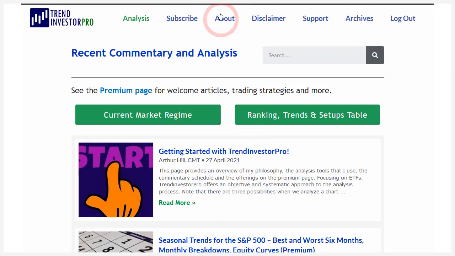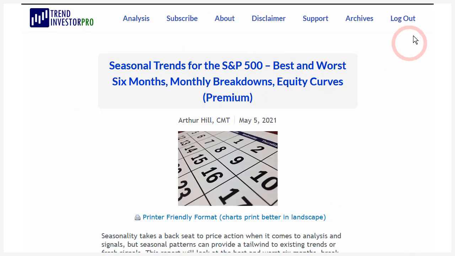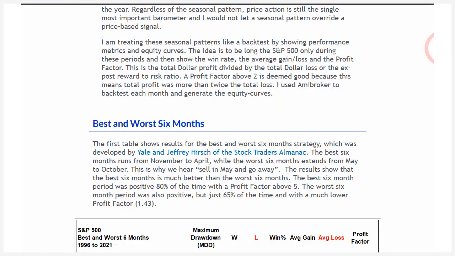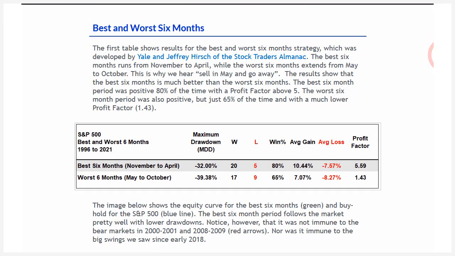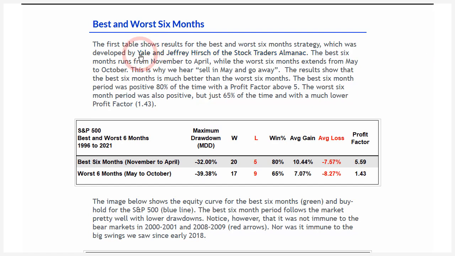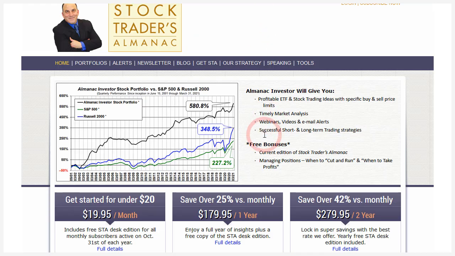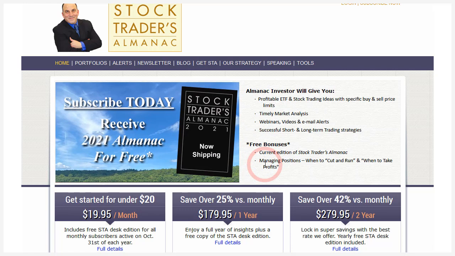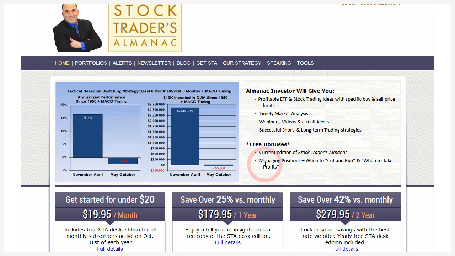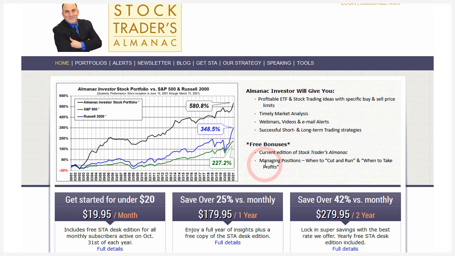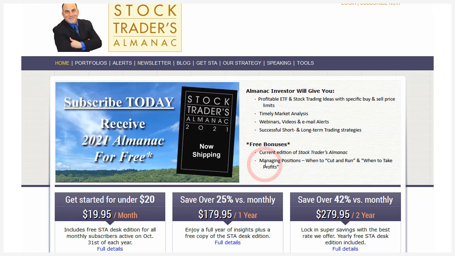So if we go over to this article on the seasonal trends here, I'm going to start off with the best and worst 6 months. This was popularized by Yale and Jeffrey Hirsch of the Stock Traders Almanac. There's a link to that in the article. Also, you can see it right here: stocktradersalmanac.com. They do great work over there. The almanac is something you just need to have on your desk, and you need to take a look at it at least once a week to see what's coming up.